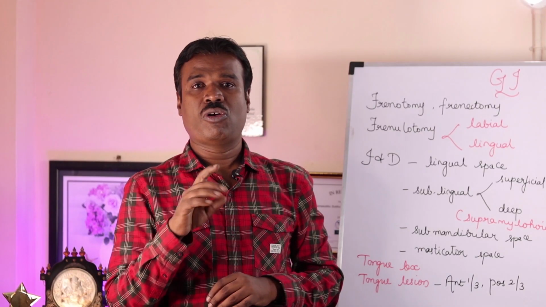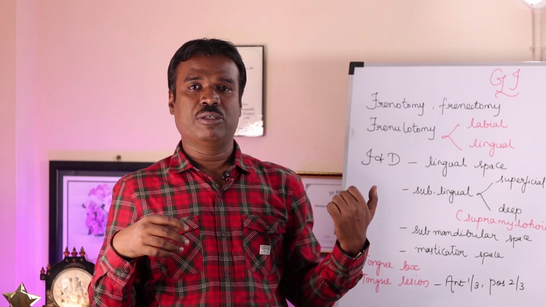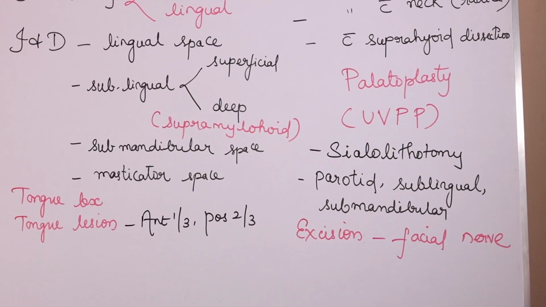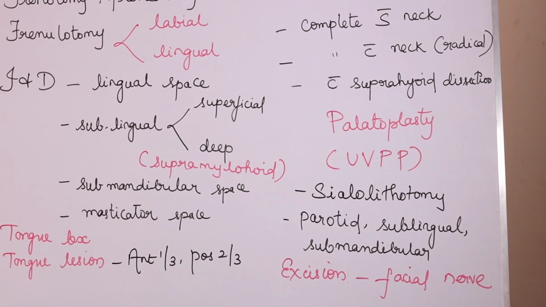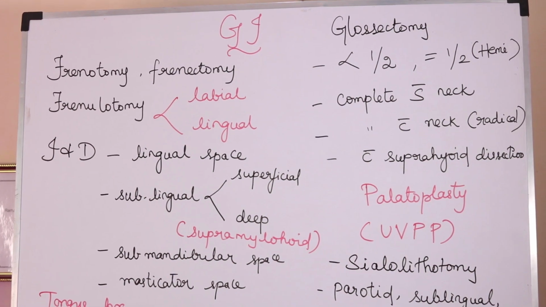Next comes a procedure on the palate. Now we saw the hard and the soft palate, and the procedure being done on it is called a palatoplasty. There is one common procedure called UPPP, which is uvulopalatopharyngoplasty.